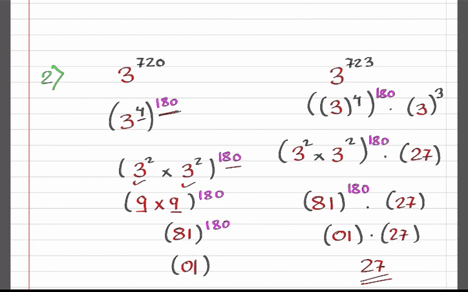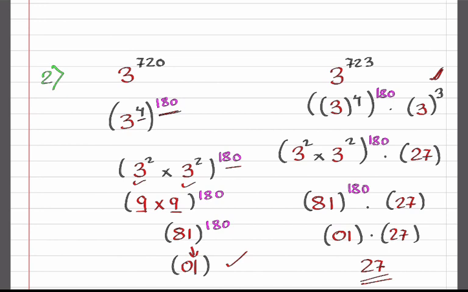Since this is 1, the last digit will be 1. What will my tens digit be? 0 into 8 is 0. So 0, 1 is the last two digits of 3 raised to 720. What if it was 723? Similarly I'll write 180 into 4, which is 720. This additional 3 cube will remain on this side. So I'll solve this as 3 square raised to 180 into 27, which is nothing but 81 raised to 180 into 27.